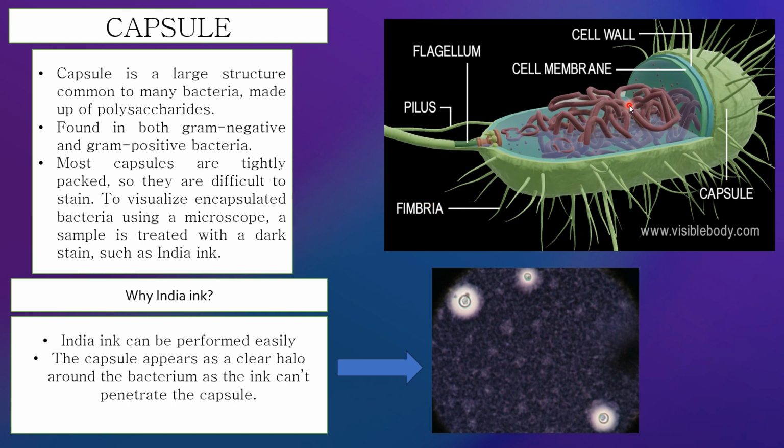Then this is the cell wall, this is the cell membrane, and here you can see the capsule. The capsule is the outermost layer of a typical prokaryotic cell, outside the cell wall also. This outer layer is called the capsule. Then further inside, this is the cell wall, and this is the cell membrane. Got it?